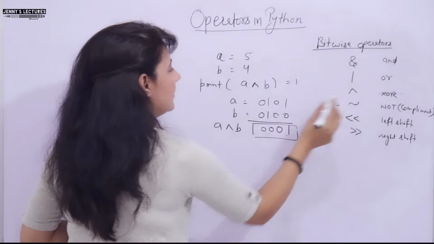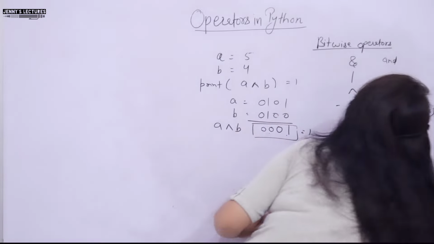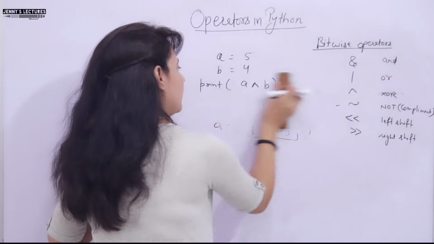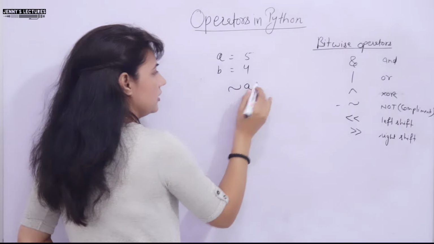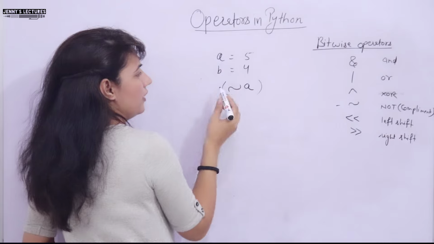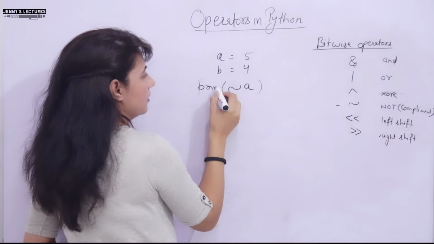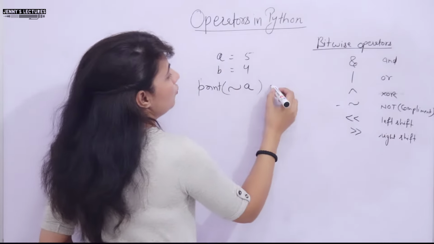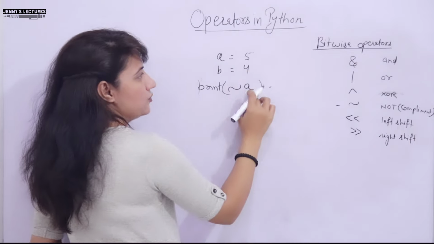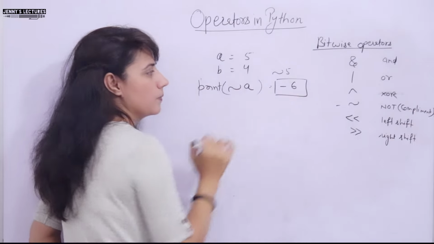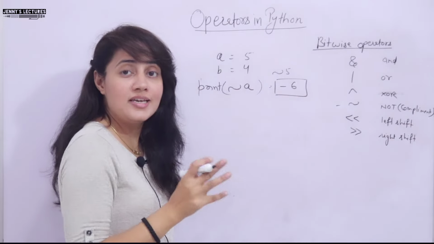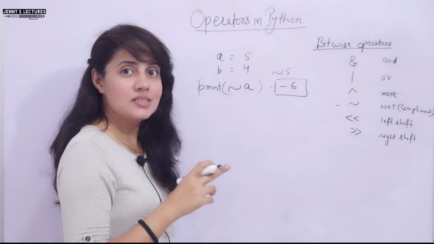Now this is a little bit tricky. So let's understand this complement operator now. If you do negation of A and print this thing, A is 5, so negation of 5, it will give you minus 6. How are you getting minus 6? This is a little bit tricky.